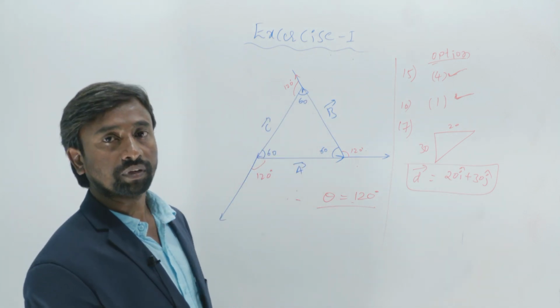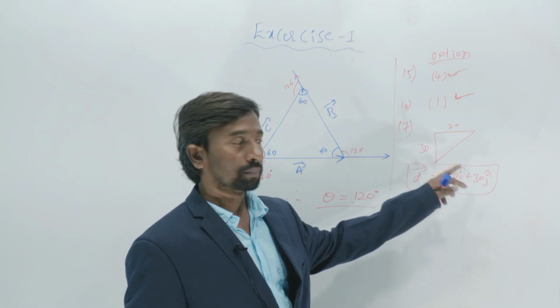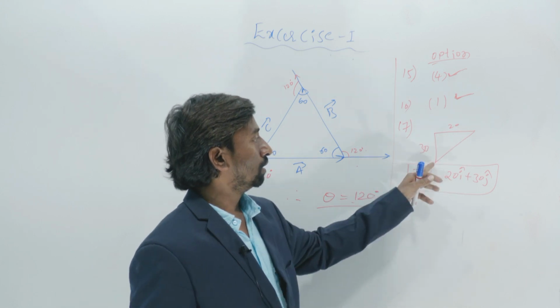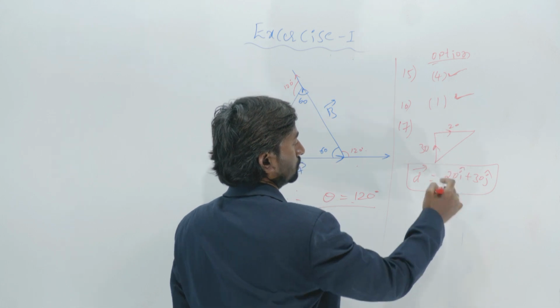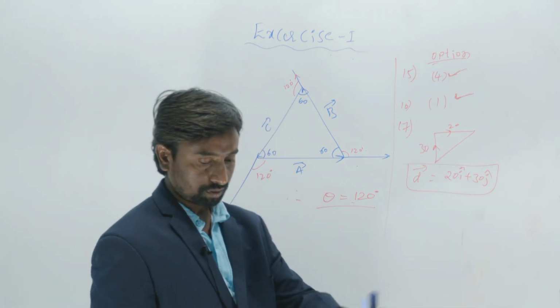In the vector form, we can write like this: 20 i cap. This is the positive x axis and positive y axis. He is moving upward, north, and towards east. So 20 i cap plus 30 j cap.